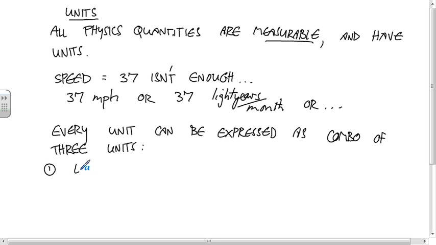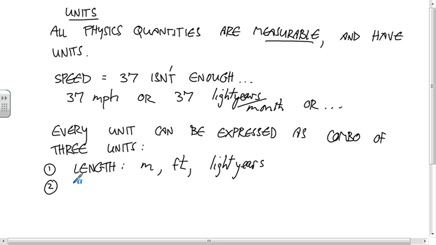So the first one is length. And that can be meters, feet, inches, miles. I'm going to put light years on here just because we're only going to do one or two problems in this class that involve light years, but just for sounding smart at cocktail parties, it's good to know that light years are a distance. A lot of people treat that like it's a time, but a light year is the same as a mouse year, you know. So a light year is a unit of length. It's how far light goes in a year.